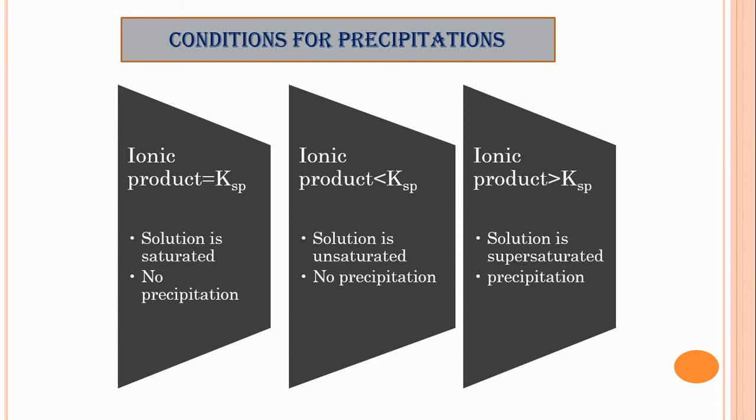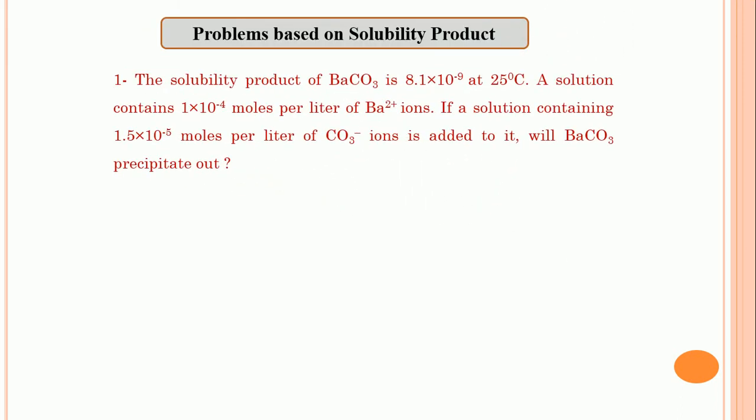Now we will learn these conditions by considering some examples. Now see the example. The solubility product of barium carbonate is 8.1 into 10 raised to minus 9 at 25 degrees Celsius. A solution contains 1 into 10 raised to minus 4 moles per liter of Ba2+ ion. If a solution containing 1.5 into 10 raised to minus 5 moles per liter of carbonate ion is added to it, will barium carbonate precipitate out?